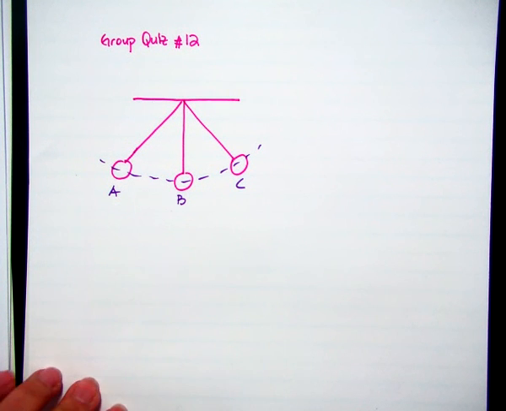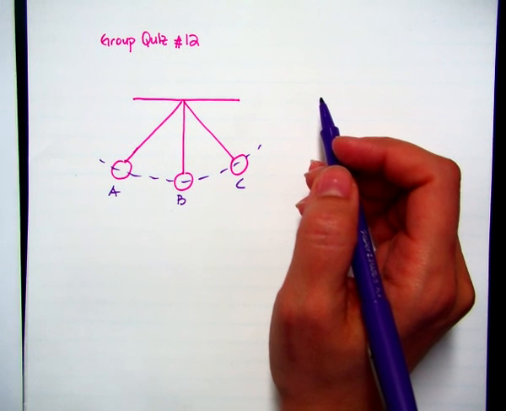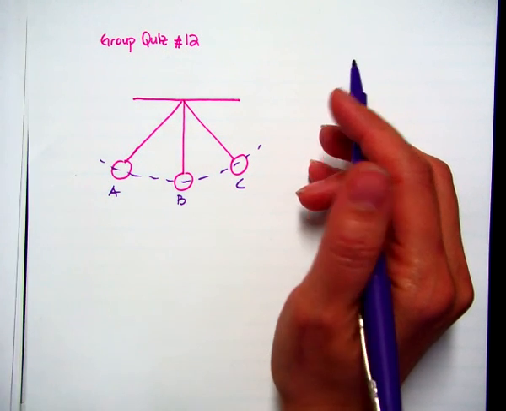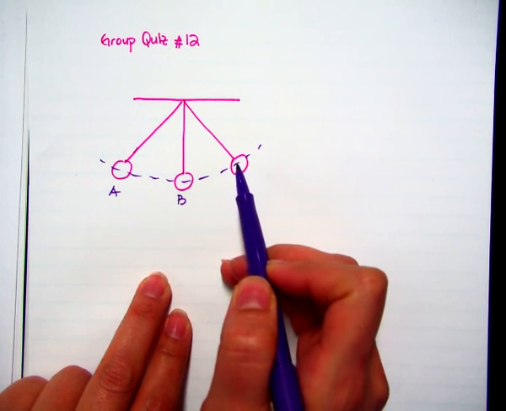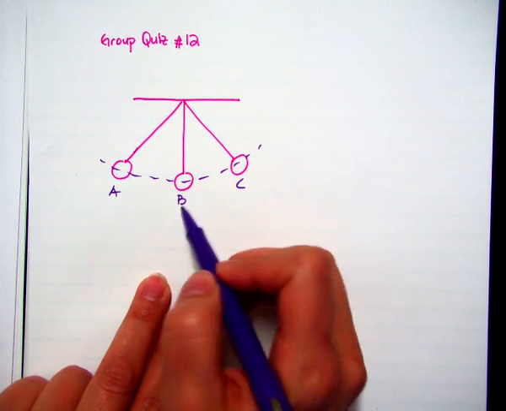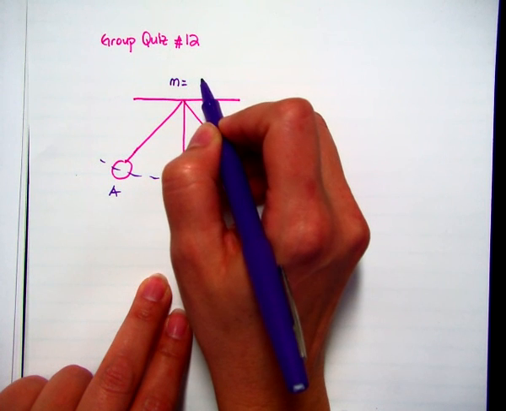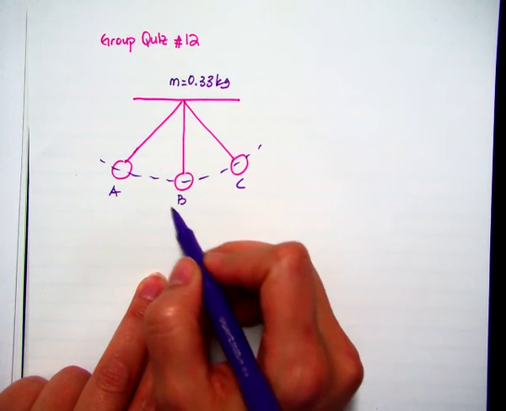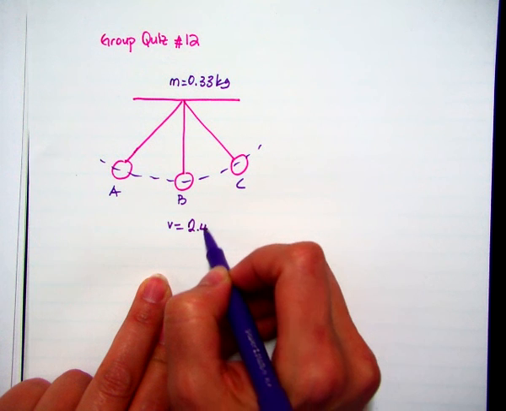This is group quiz number 12, and it is a pendulum question. The picture is the images on the worksheet, and it indicates that there are 3 points we're talking about. It is A, B, and C. The mass of the bob is 0.33 kilogram. And it is also given at point B, the velocity is 2.4 meters per second.